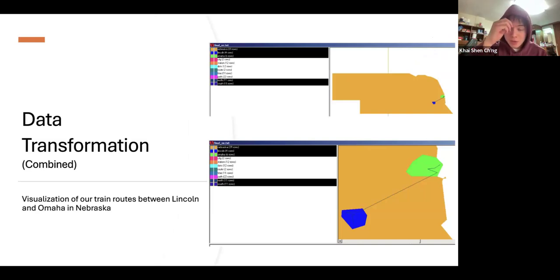So we wanted to combine both of them to see how they will look together. And as we can see in the top image, we can see Nebraska with Lincoln, the small little dot, and Omaha. And there's a line connecting the both of them. So if we zoom in to that image, we can see the route of the train stations in between those two cities right there.